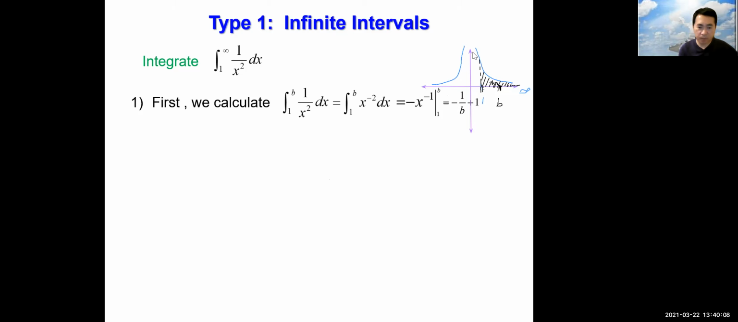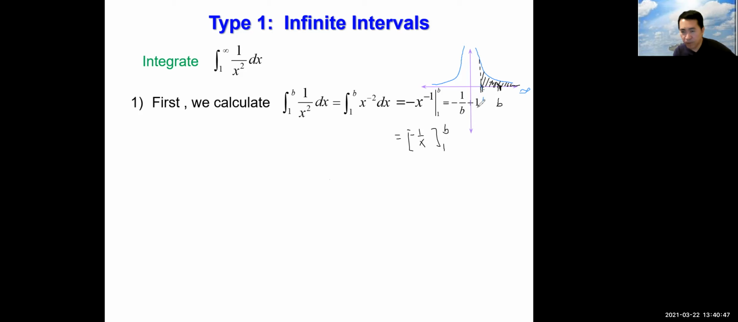I think I should have drawn a graph at different places, but negative, so you have -x to the -1 over -x to the -1 from 1 to b. That is -x to the -1 will be right. It's -1 over x, right? And then you plug in 1 and b. Plug in b, you have -1 over b, and plug in 1, you have -1.